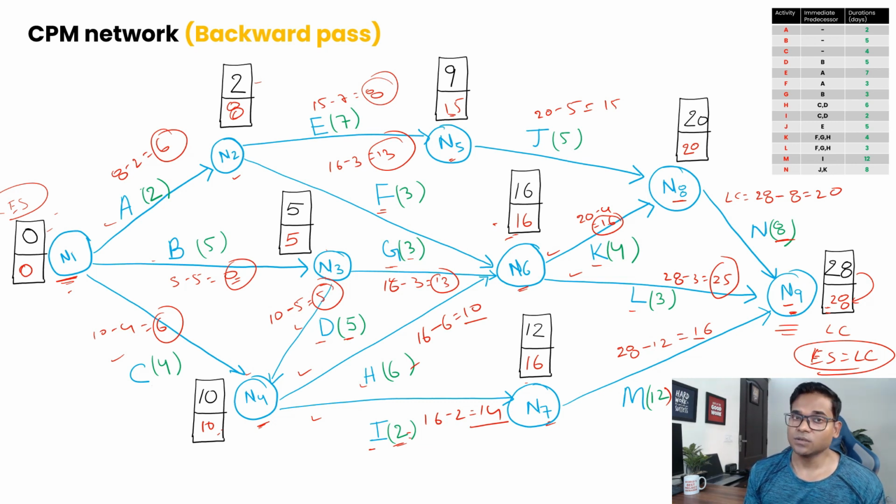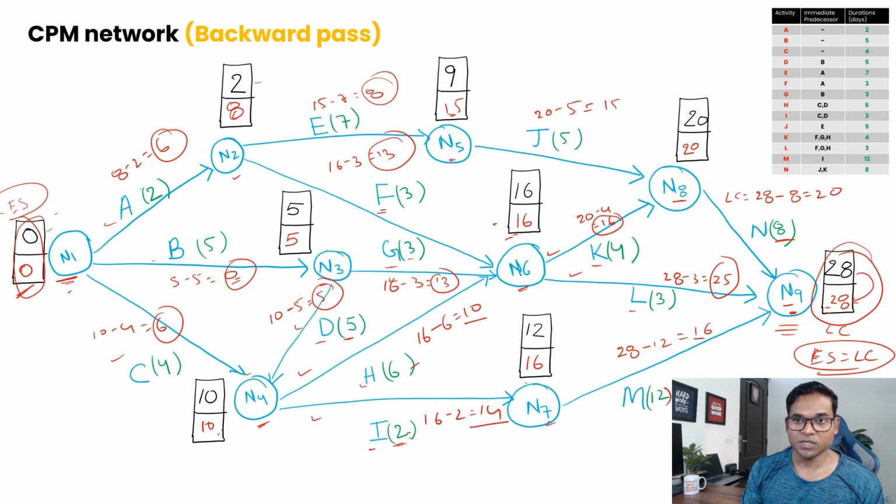Now as a general rule, if you want to quickly find out whether the network is right or wrong, if you did every calculation right, your first activity should always have both as 0. And your last activity should always have ES equal to EC. So whatever the days or duration calculated through the ES, that will be the same as your LC.